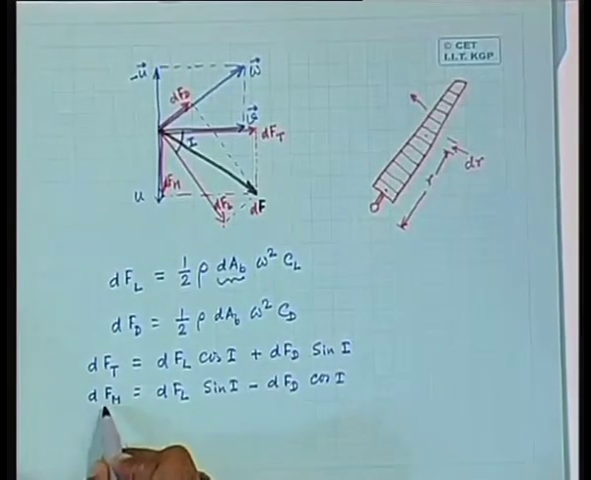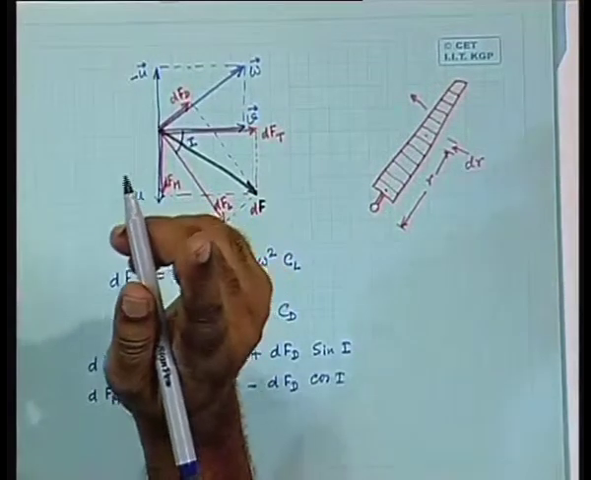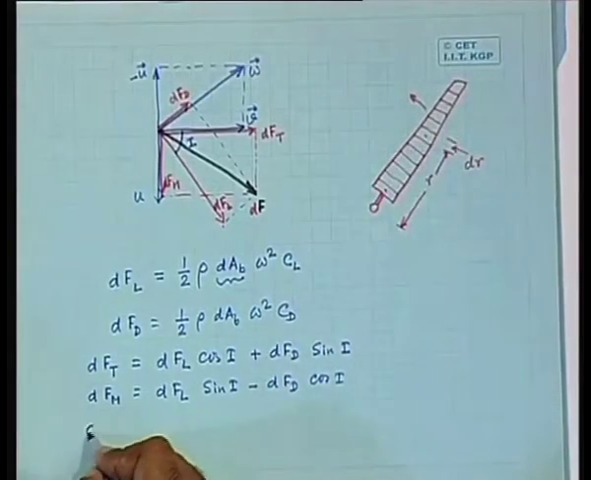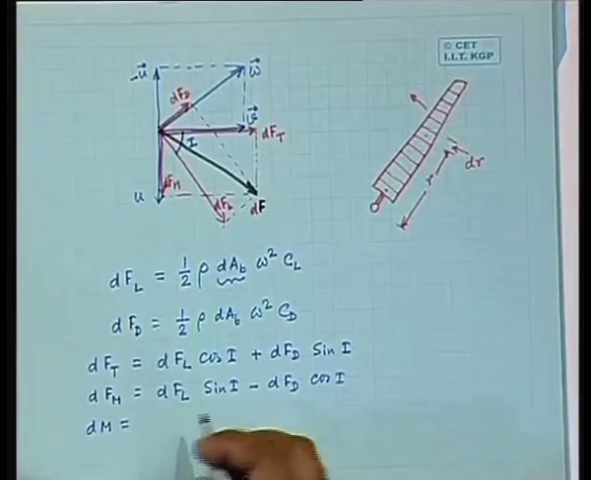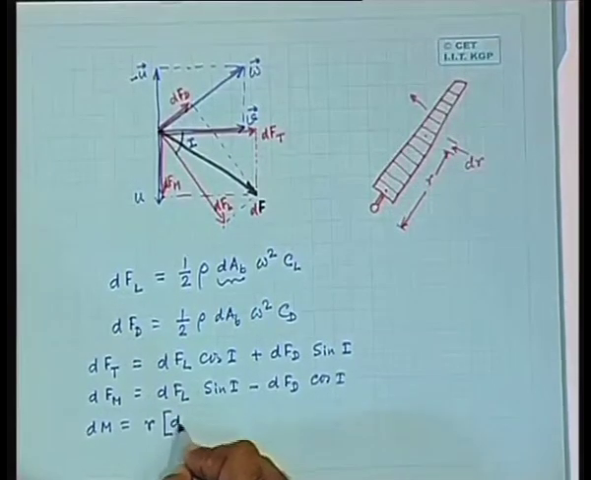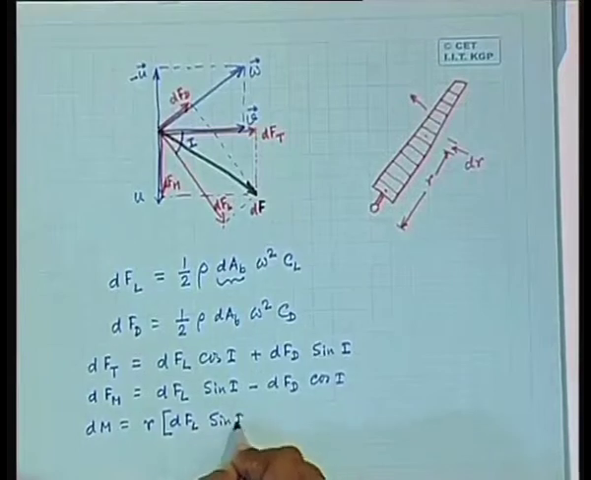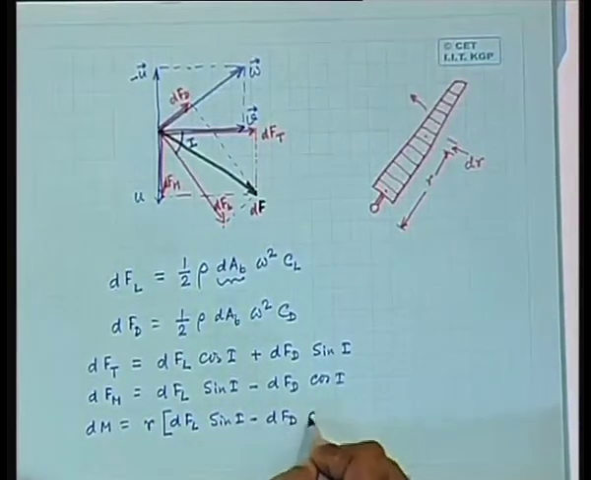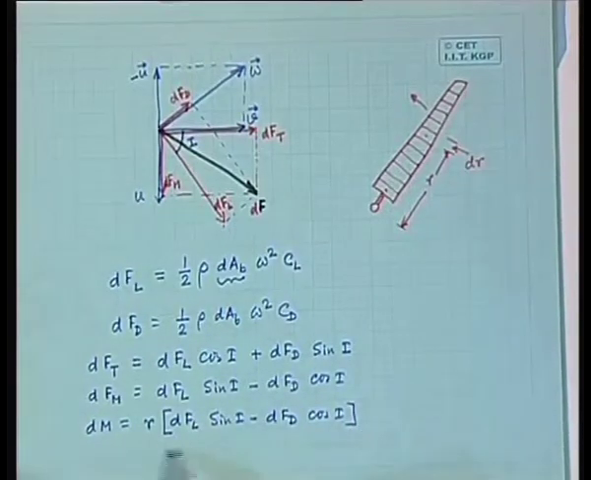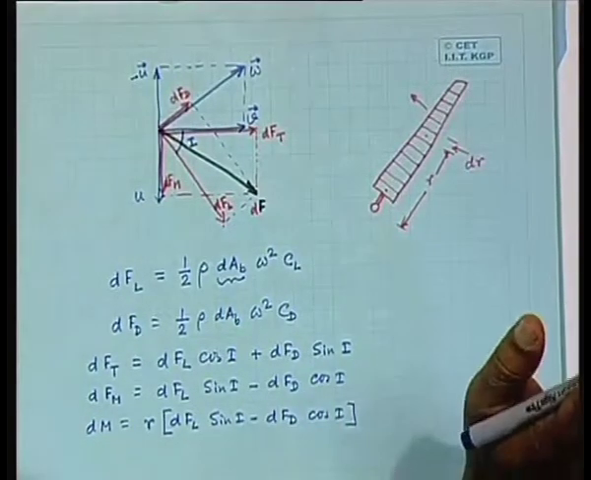Now dFM is the moment producing force. How much will be the moment? Moment will be the moment producing force times R. So dM is R times that. So R into this, okay. We can simply calculate from here. We can simply do the calculations from here.